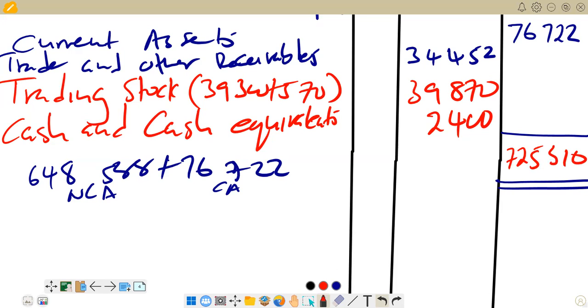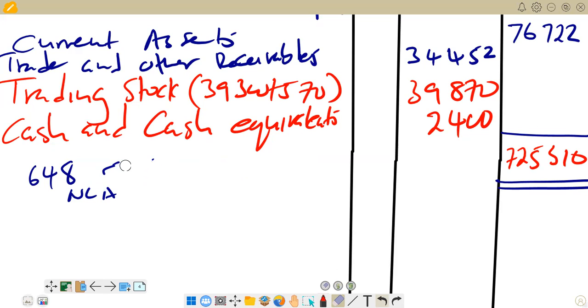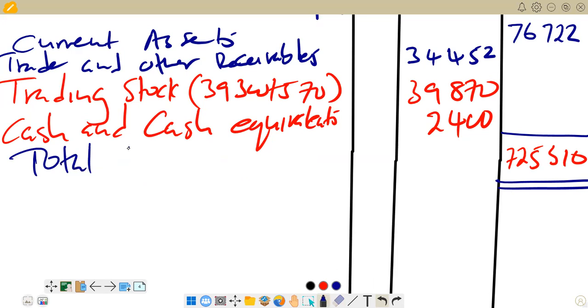725,310. And this represents our total assets. So we can give the description there that the figure is representing our total assets. So here we've got total assets, and this comes as the first balancing figure. Then from there, we go to the second part of the balance sheet, whereby we are having our equity and liabilities.